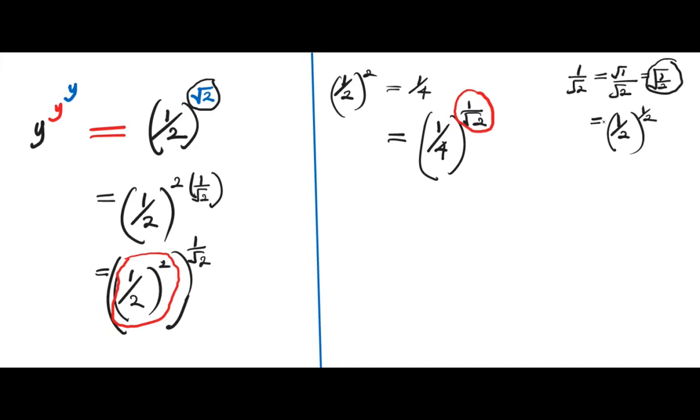So we are going to replace this with this. All right, so we're gonna have 1 over 4 raised to the power of 1 over 2, then power again 1 over 2.